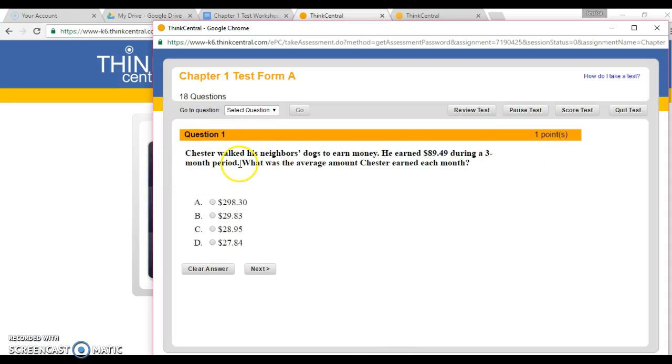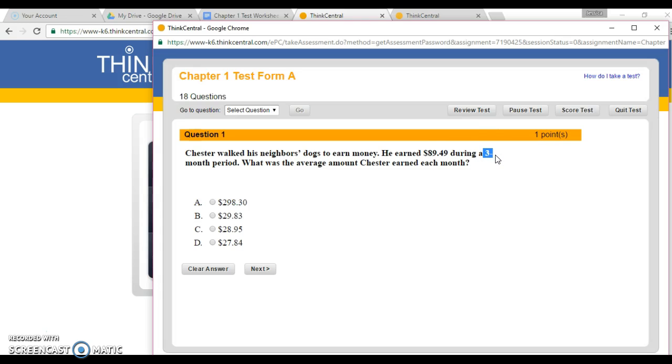Question number 1 is about Chester. He earned $89.49 during a 3-month period. What was the average amount Chester earned each month? Average, a lot of times, means that you're going to divide, because this is his total, and you want to divide that by 3 months.